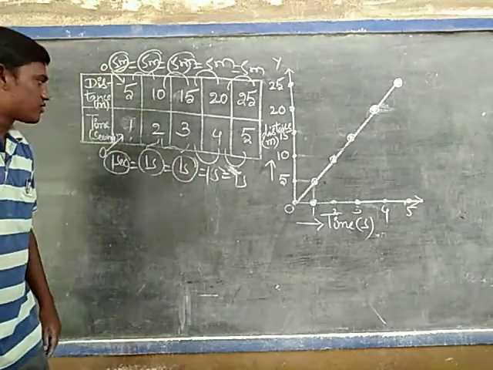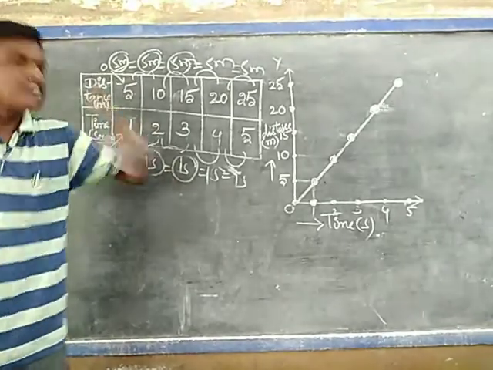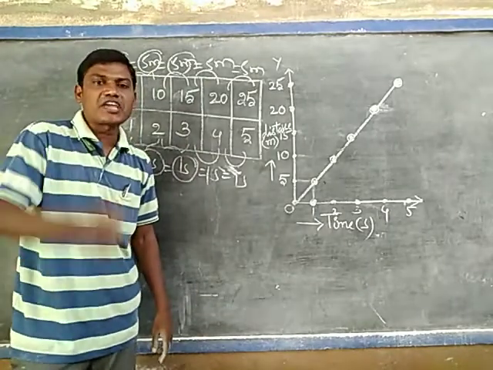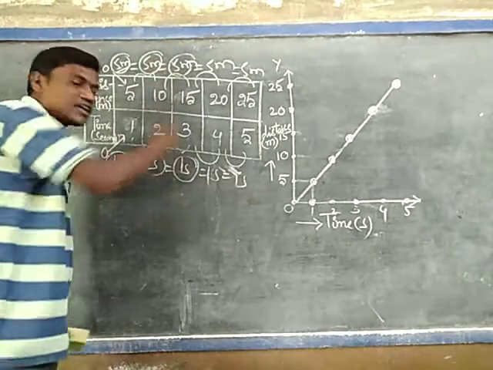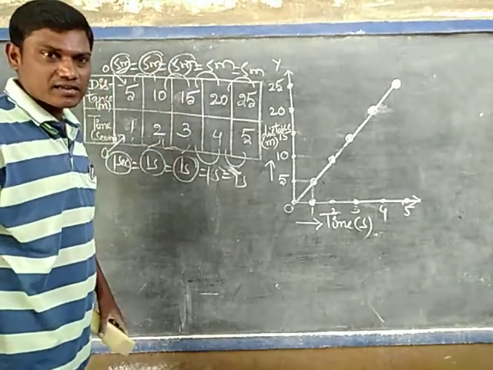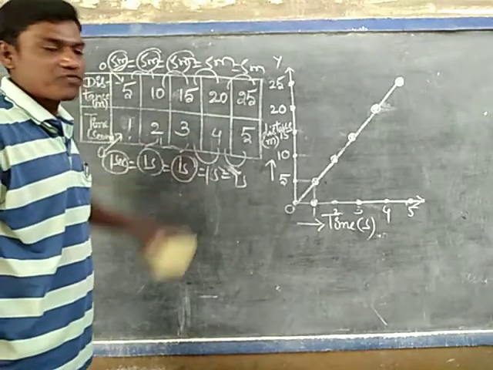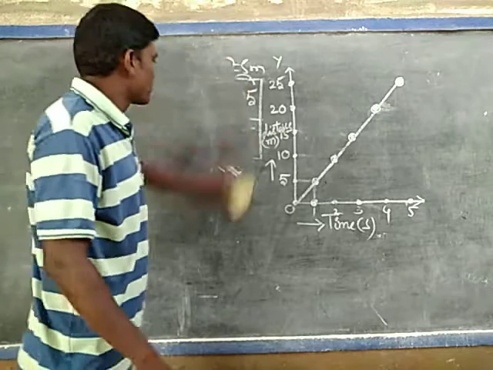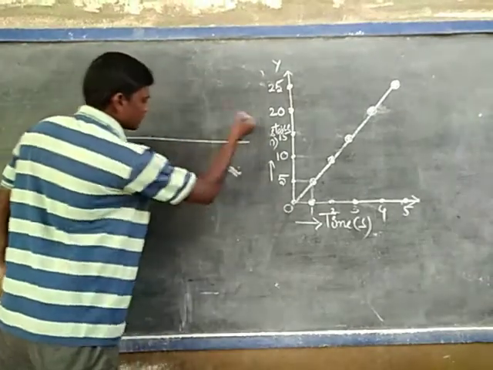So listen very carefully. When a body covers equal distance in equal intervals of time, that means the body is moving with the same speed or constant speed, at that time only the body will move with uniform speed. Generally, for your understanding, I will tell one thing, in a normal situation.